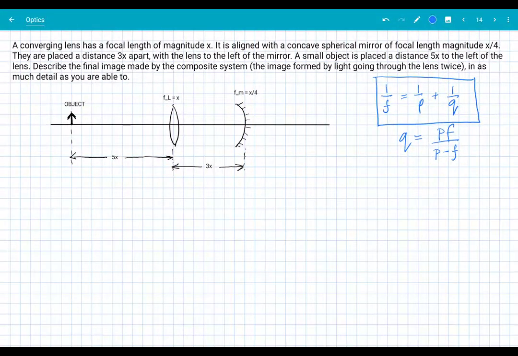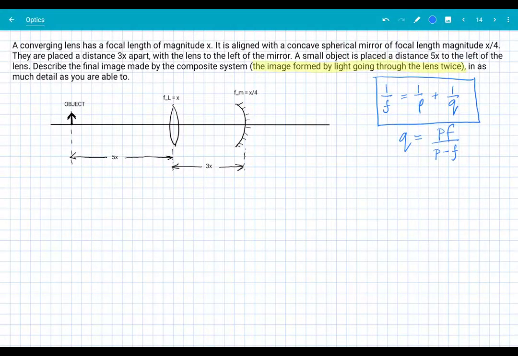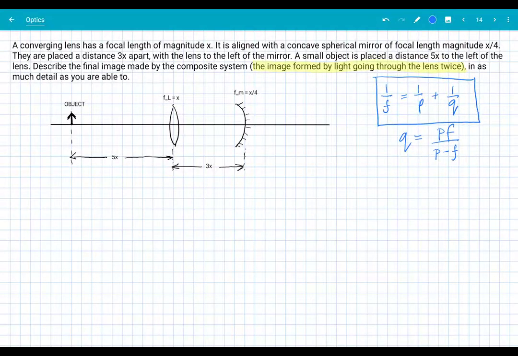of the light. In this particular problem, we're being asked to describe the final image made by the system, and we're told specifically that we are interested in the image that's formed by light going through the lens twice. That's important information because otherwise we could just keep going forever in this problem. So it's important to let us know how many times we're following the image around. We're told to describe it in as much detail as we're able to. So we can describe where the final image is, whether it's real or virtual, inverted or upright, and then the magnification of the final image.